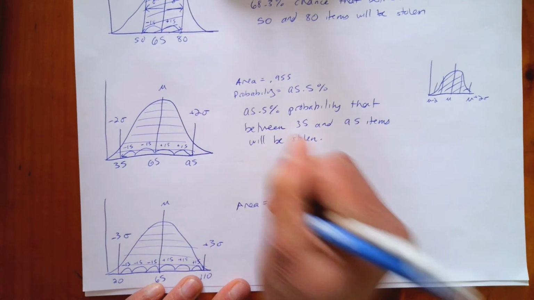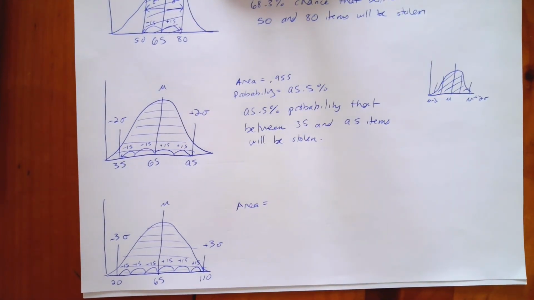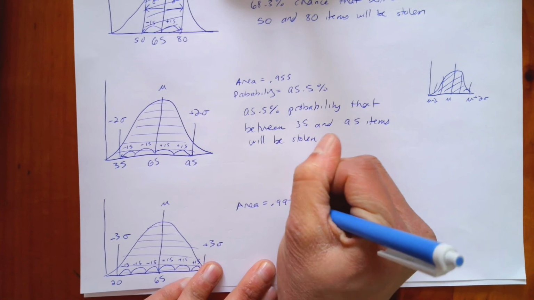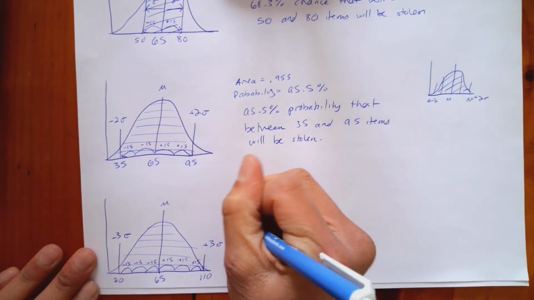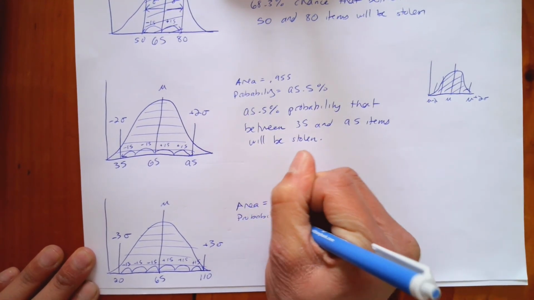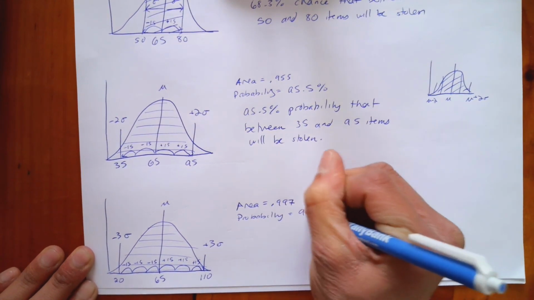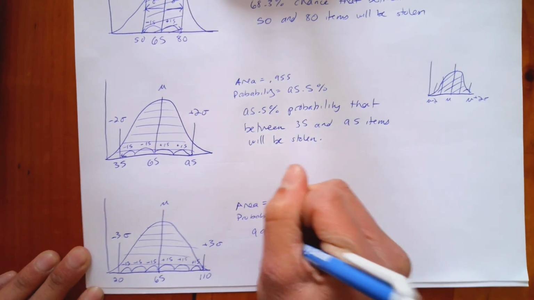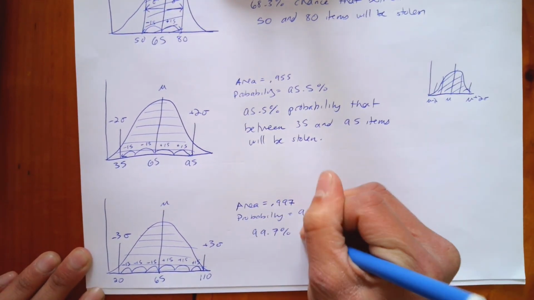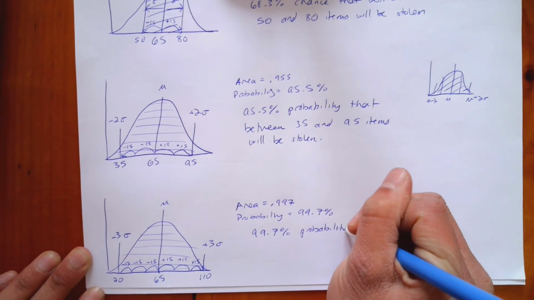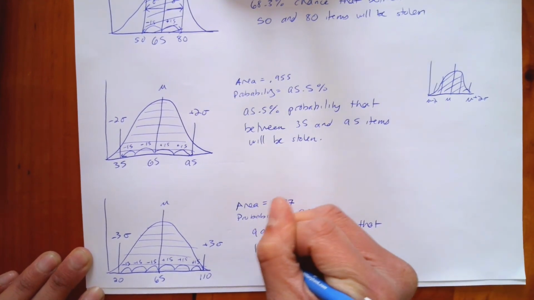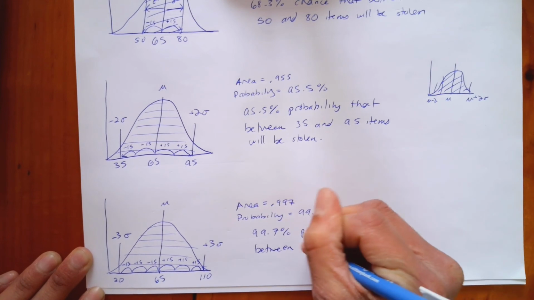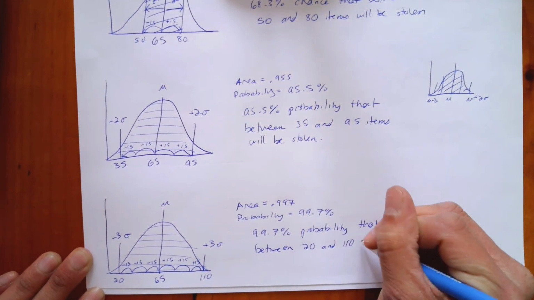And the empirical rule tells us that the area is going to be 99.7% of the total area, or 0.997, since again it's out of 1. And it corresponds to a probability of 99.7%. So just like in the other ones, we're going to use that probability to say the probability of getting a value between these two numbers. So we'd say that there is a 99.7% probability that between 20 and 110 items will be stolen.